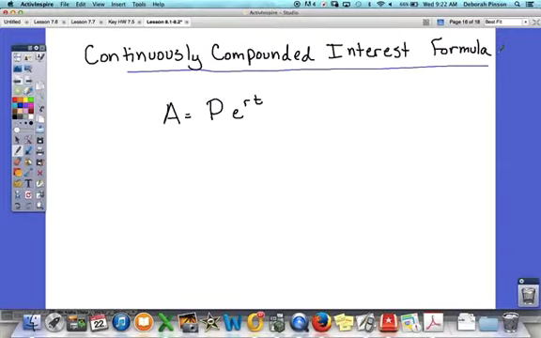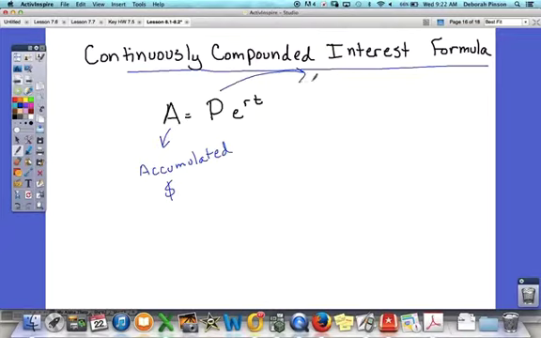So this is called the PERT formula. So you'll probably hear me say that. The reason it's called the PERT is because it looks like the word PERT. Let me just let you know what everything means. The A stands for accumulated amount. It's the amount of money you have accumulated. So accumulated amount of money.